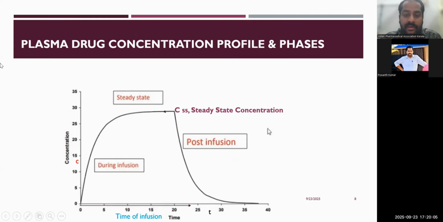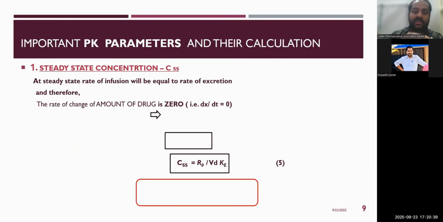Then after this stage, it will be followed by a decline that is due to the elimination process, which is sometimes referred to as the post-infusion phase or elimination phase. And at this stage, that is at CSS, the steady state concentration, the rate of input will be equal to the rate of output. You remember this: the rate of input will be equal to the rate of output, that is, rate of elimination.